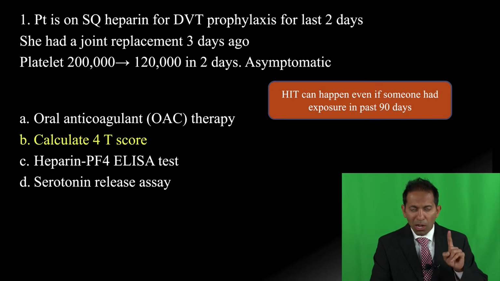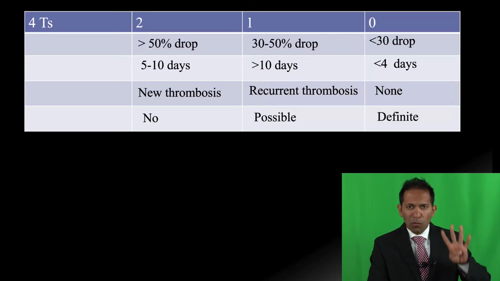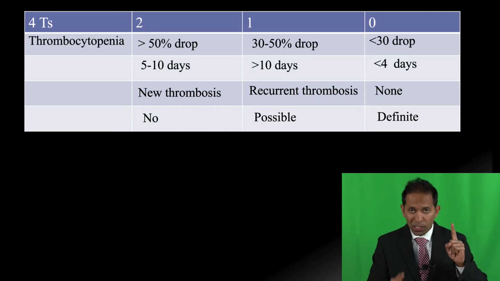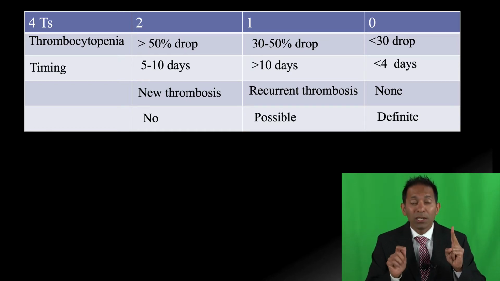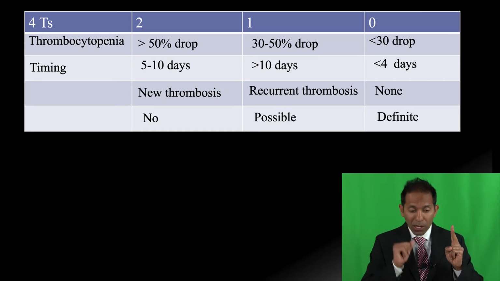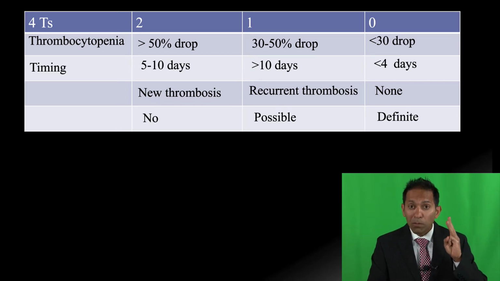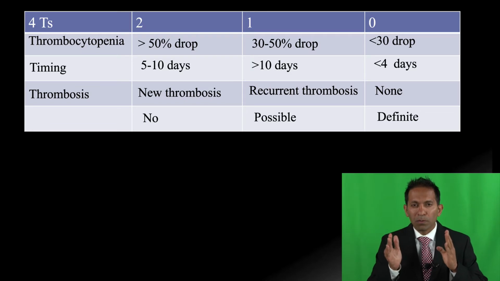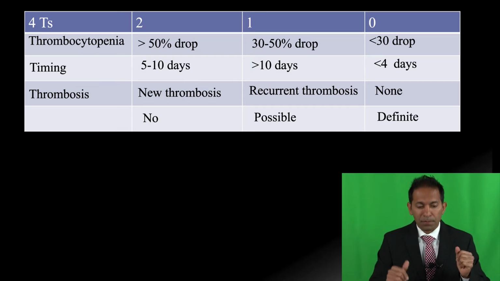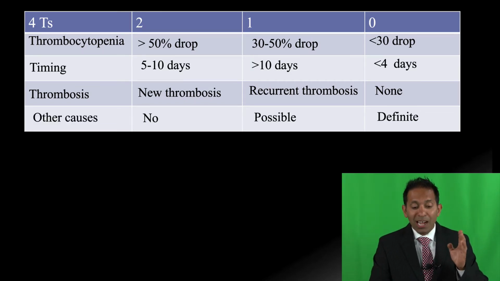So let's talk about the 4T score. The 4T score has 4 components. Number 1, thrombocytopenia. The first T stands for thrombocytopenia. 80 to 90% of patients who have HIT have thrombocytopenia. The second T is timing. Timing is very important. We'll talk about that. Number 3 is thrombosis. 30 to 50% of patients who have HIT can have blood clot. And the last T is other causes.